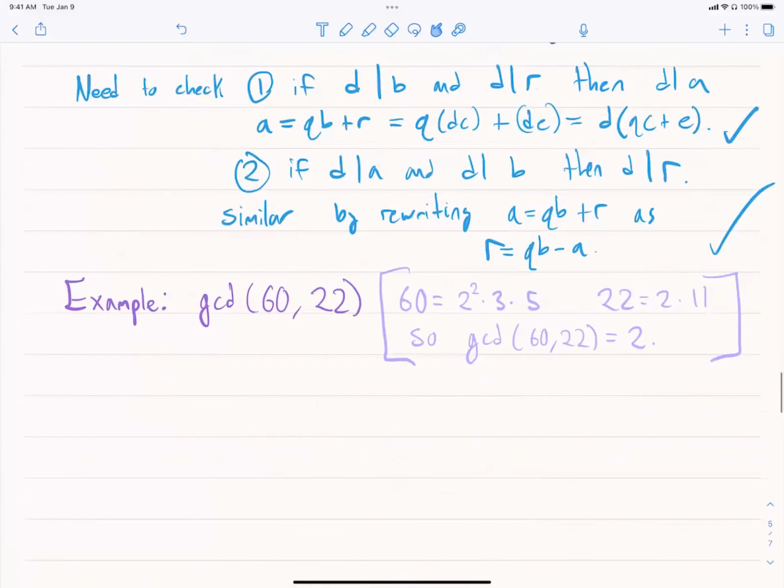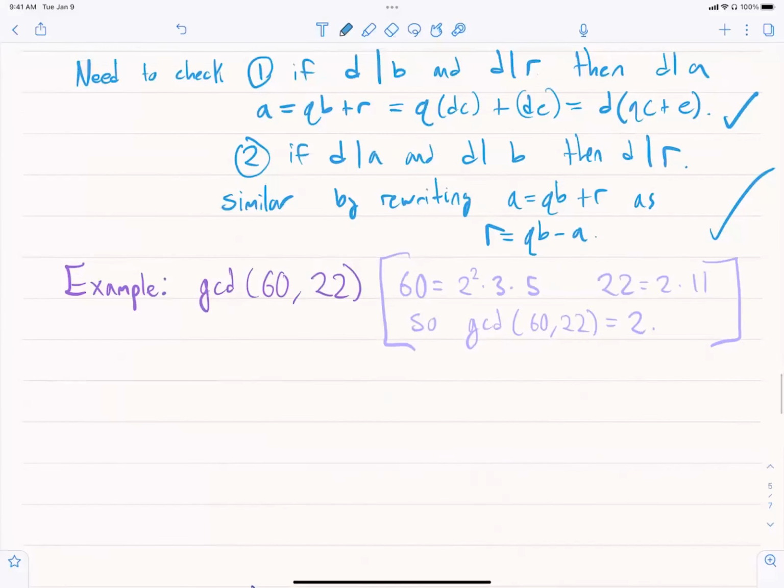So before I say what the Euclidean algorithm is in general, let me just do it to compute the GCD of 60 and 22. Here I've written down the prime factorizations. So using the prime factorizations, of course, we can check that the GCD is 2, but we're going to do it a different way without saying anything about prime factorizations.